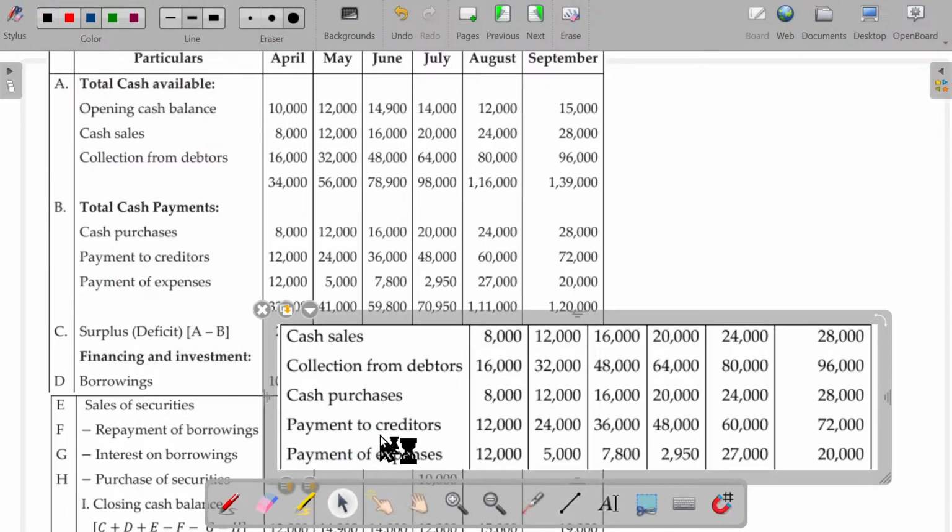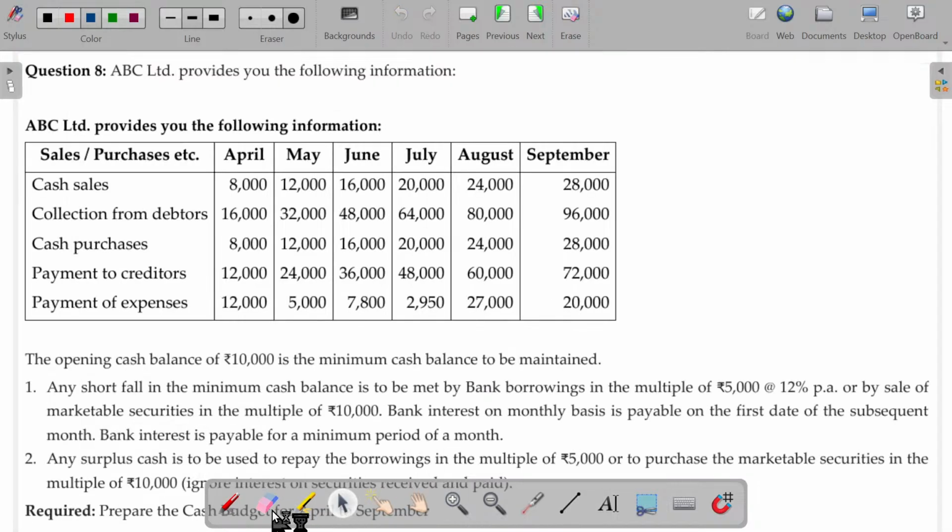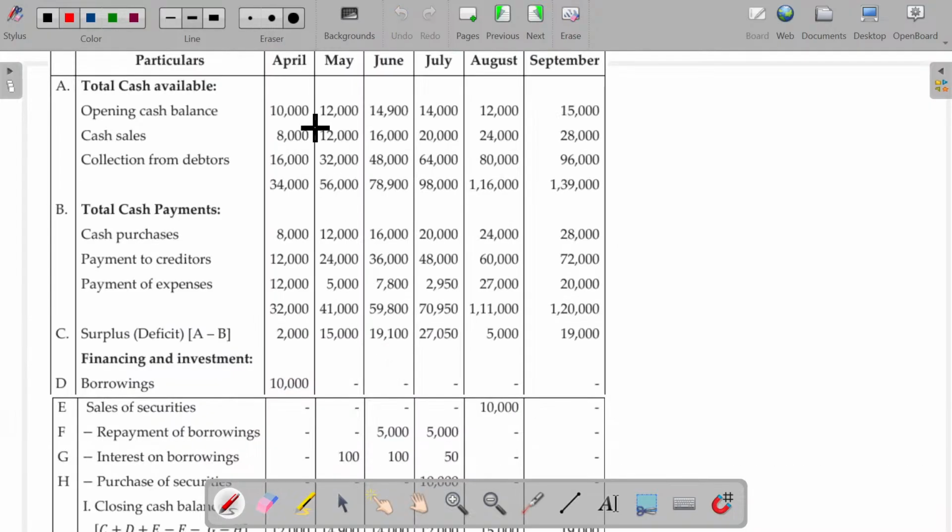Okay. We start with what? Cash balance 10,000. That too, that is the minimum cash balance. So we started. For April month, we started with 10,000 rupees. With that, other cash receipts added, cash payment subtracted, you will get the balance here. But while getting the balance, receipts 34,000, payments 32,000, balance being 2,000 rupees.